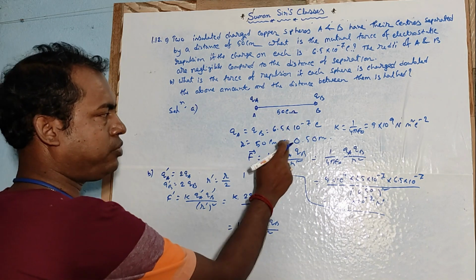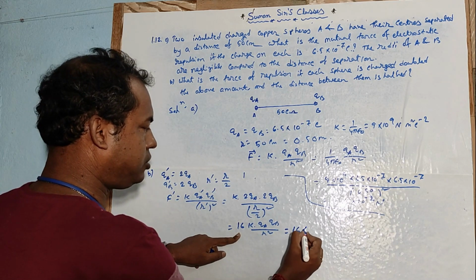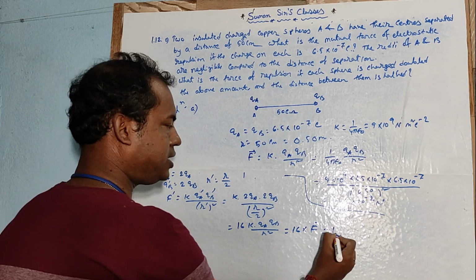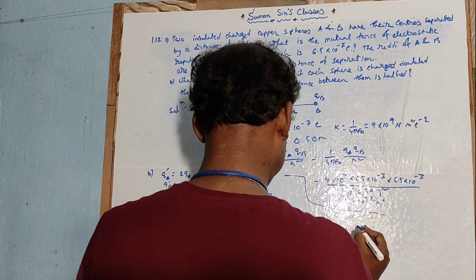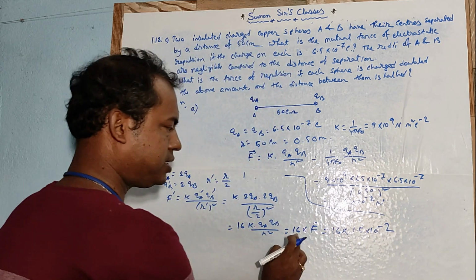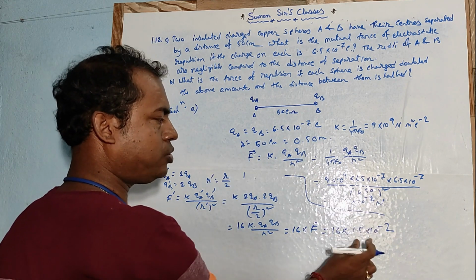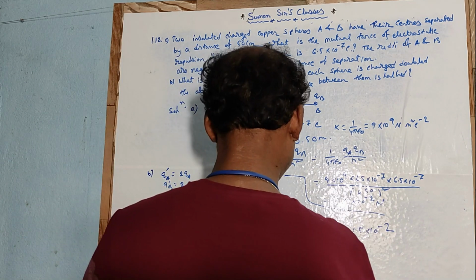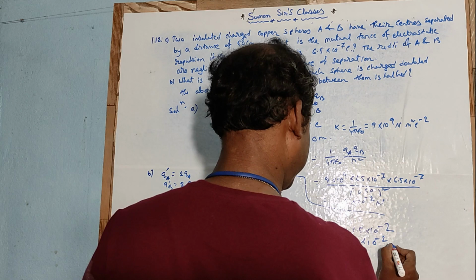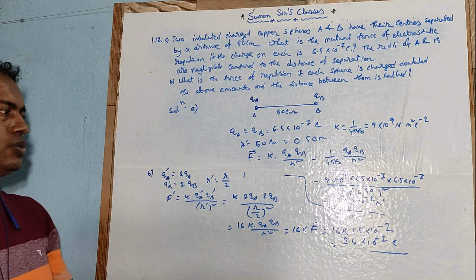Now K into QA into QB by R square equals F, so putting the value here, it is 16 into F. What is the value of F in this case? That is 1.5 into 10 to the power minus 2, from the previous sum, question number A. So putting the value here and multiplying, we get 24 into 10 to the power minus 2 Newton. Up to this is the question number A sum and this is the question number B sum.